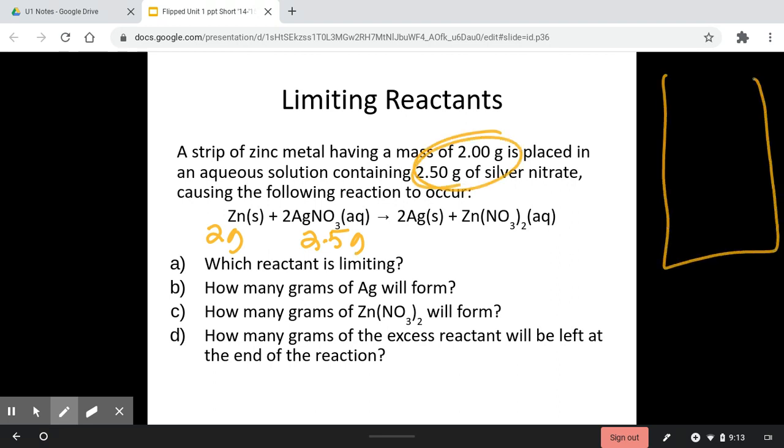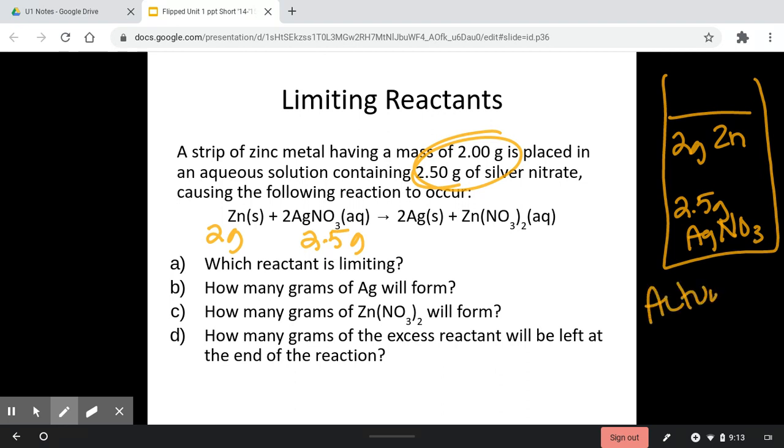They tell us starting amounts, right? So they tell us we have 2 grams of zinc and we have 2.5 grams of silver nitrate. So these amounts are what's actually in my beaker. If I am doing an experiment in the lab, these are amounts that I have weighed out, and they are sitting in a bowl, in a beaker, in a graduated cylinder on my desk. So these are amounts that I call actual. This is what I actually have.